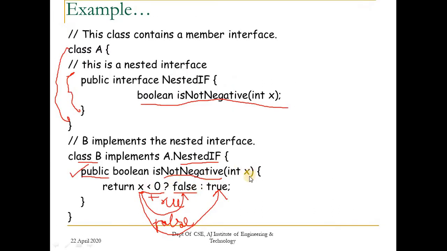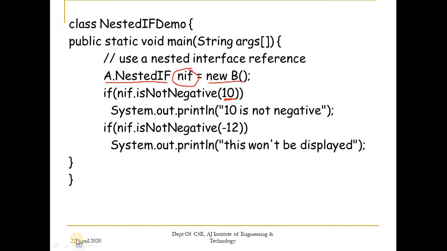Is not negative, if I pass the value 10, correct? 10 is less than 0 is false, so it will return the value true, correct? So this will return the value true. So if it returns true here, that is if of true, then it will display if of true, correct? So this statement will get executed. 10 is not negative, correct? It will just display 10 is not negative.